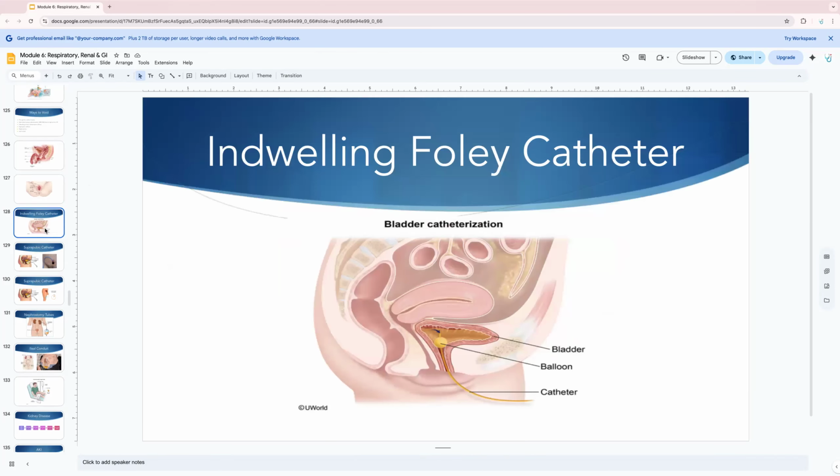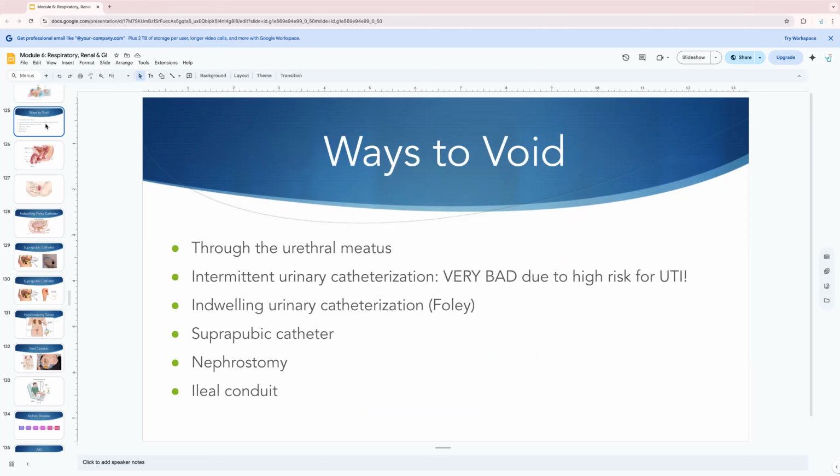Now, when an individual is having issues urinating, or the healthcare provider believes they need assistance voiding, they can order an indwelling Foley catheter. So this can be intermittent or this can be indwelling. Intermittent is what we call in and out, where we insert the urinary catheter in, we drain the urine out, and then we take it out.